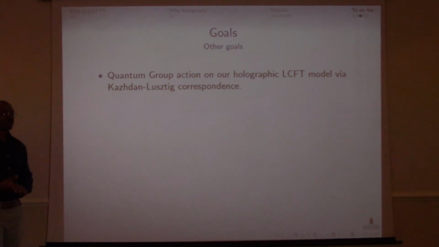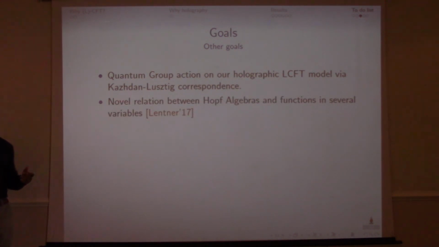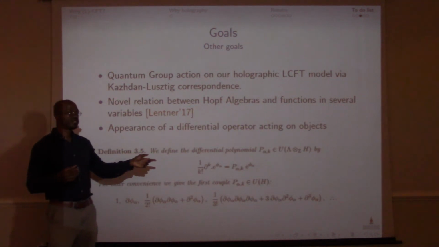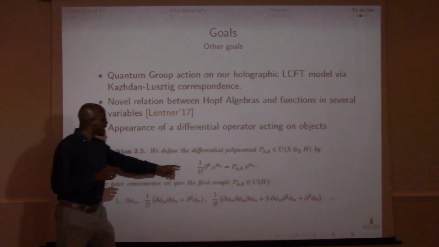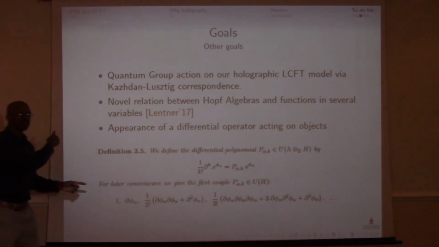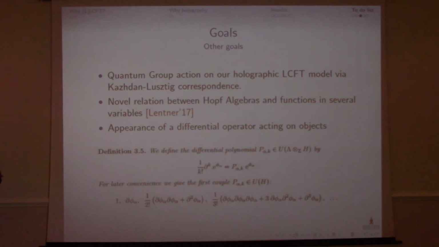And lastly, we'd like to also investigate a possible correlation between what we're doing and quantum groups acting on LCFTs. There was a paper last year by Simon Lentner that speaks about, among other things, a relationship between Hopf algebras and some functions in several variables. What is interesting for me is the appearance of a differential operator of polynomial nature that acts on some objects and gives exactly the same sequence that we had with the Bell polynomials. So we'd like to see if there is some possible connection between those quantum groups that act on the LCFTs and whatever we had before.